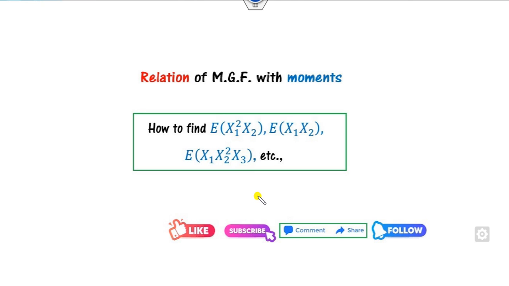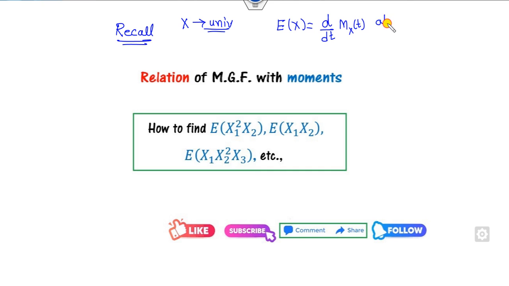Now once we know the moment generating function is there, how can you find the moments? Recall that if X is the univariate normal distribution, how can you find the expected value of X from the moment generating function? We take the first derivative at t equal to 0. How can you find X square? That means the second derivative of the moment generating function at t equal to 0.